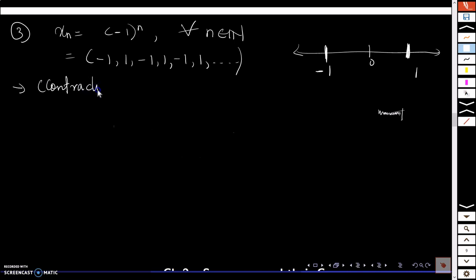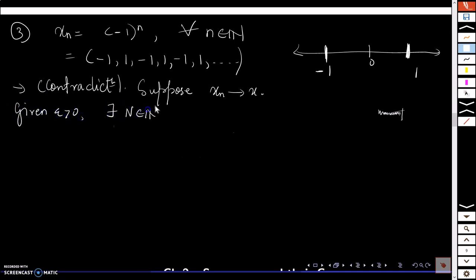Suppose it converges. Suppose xn converges to a point x. What do you mean by xn converges to x? Given any epsilon positive, there exists a natural number capital N such that |xn minus x| is less than epsilon for all natural numbers bigger than or equal to that capital N.